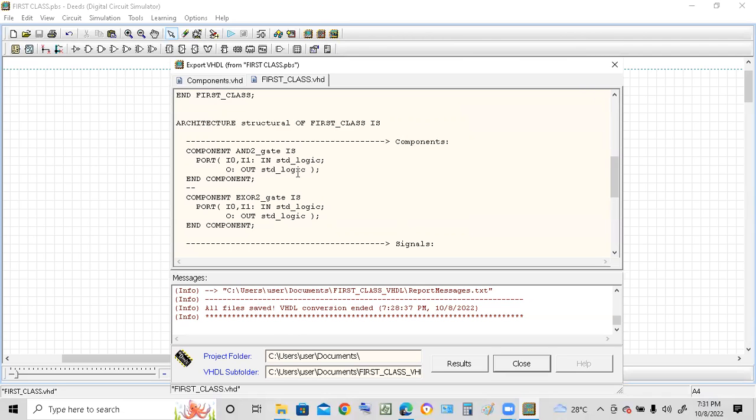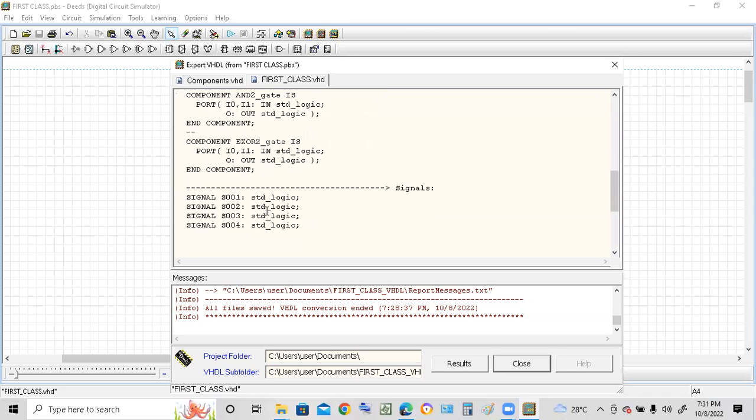Output port, standard logic. I add a component here. It's two components, two pieces of software. When it's a component, they're talking about the different parts. So we have an AND gate and we have an XOR gate. The XOR gate has two input ports and one output port. All right, and you add a component there.